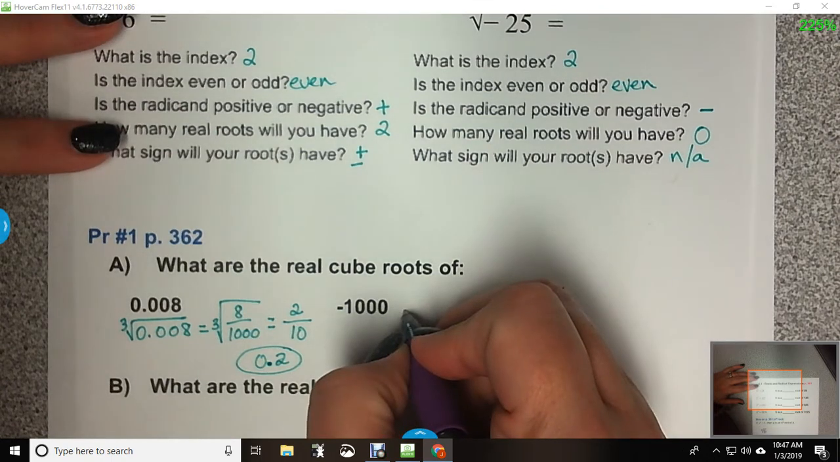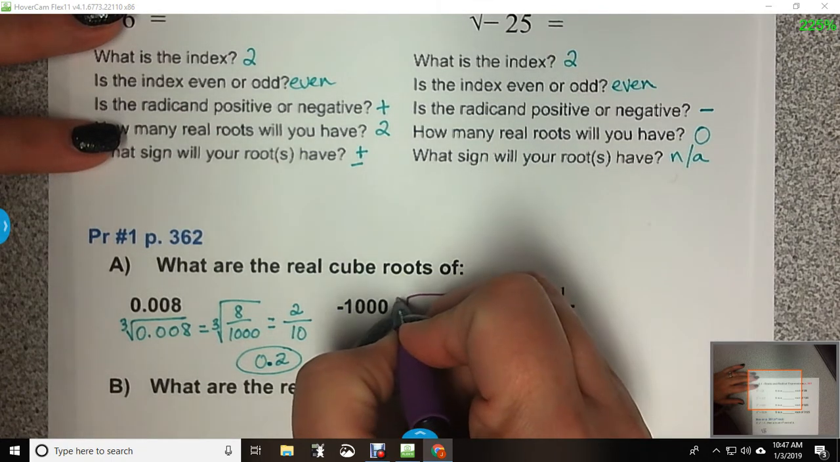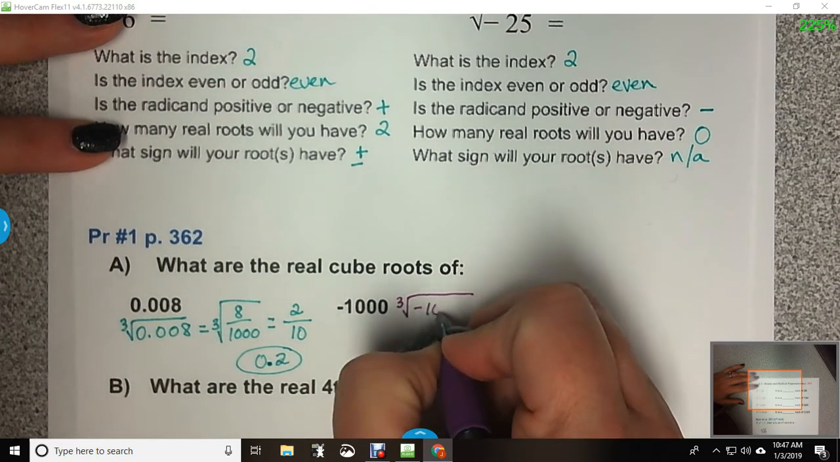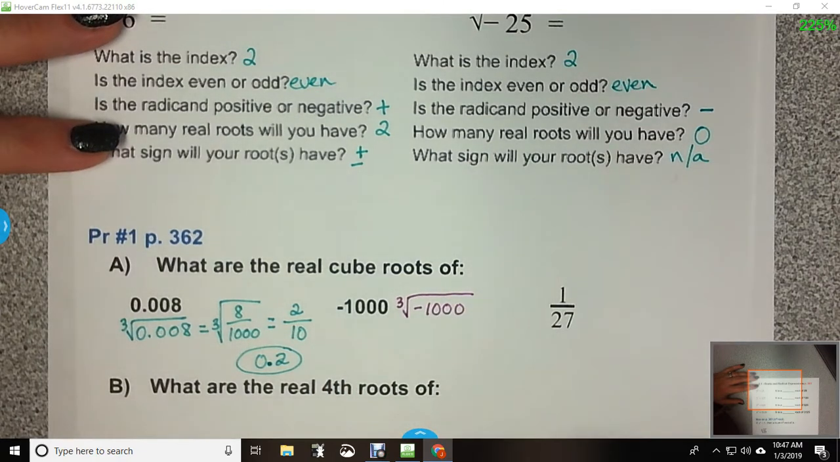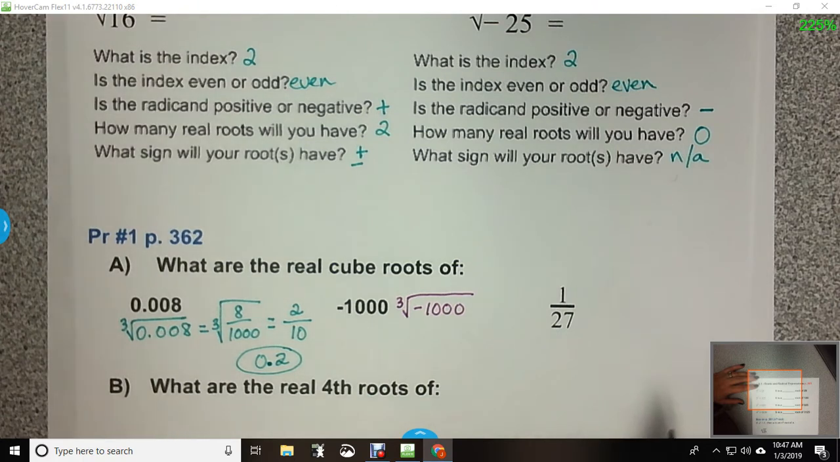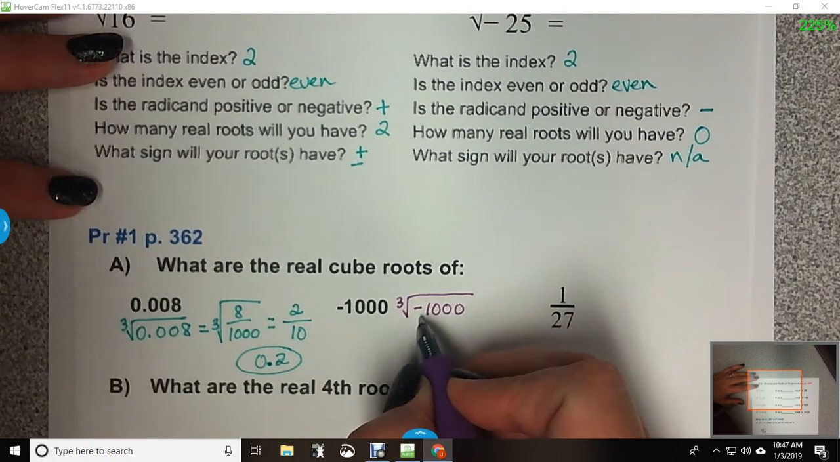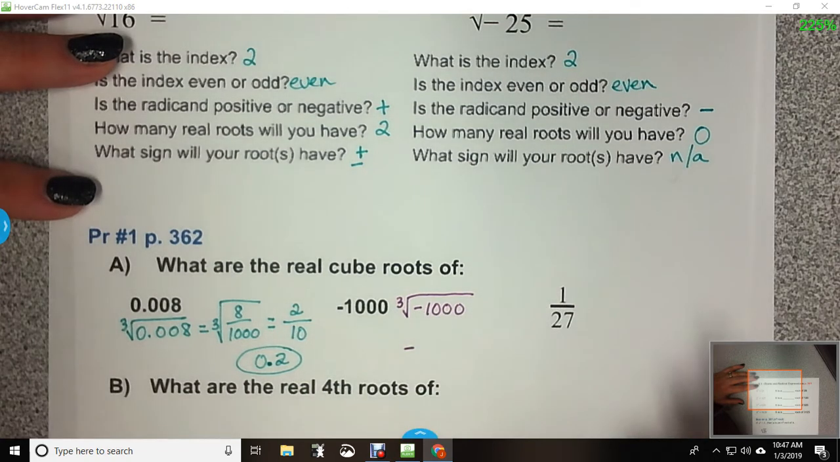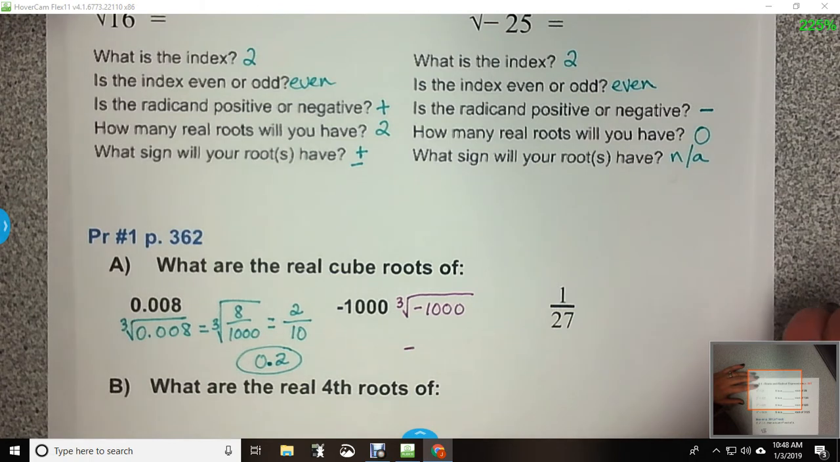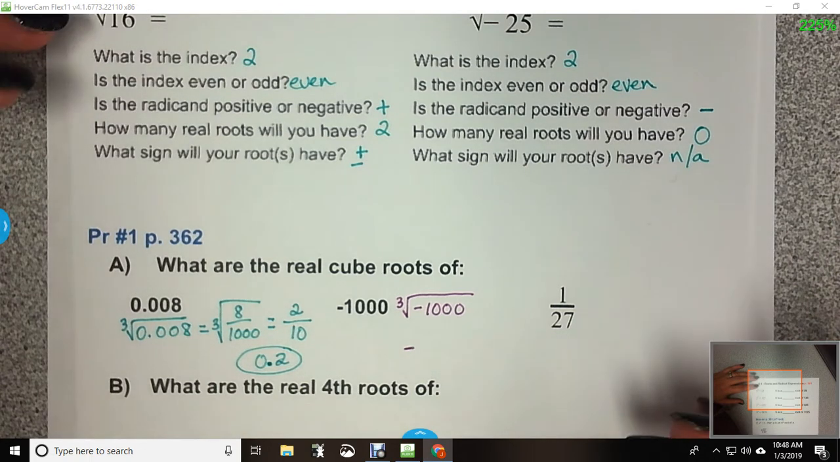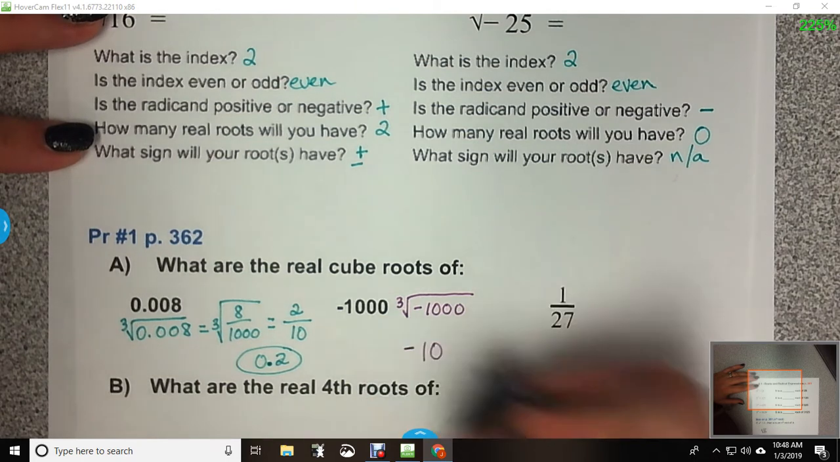For the cube root of negative 1,000, I've got a cube root, and negative 1,000 is my radicand. Now, a lot of times people automatically look at this and see a negative underneath and say, oh, we can't do that. Well, you can, because it is an odd index. So I know that an odd index and a negative radicand is going to give me a negative answer. And then I don't worry about the negative anymore. I'm just going to take the cube root of 1,000, which is 10.